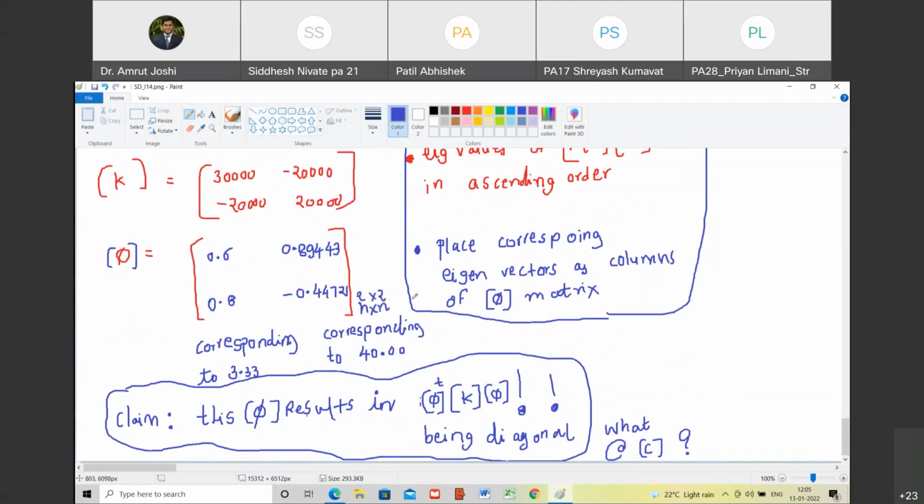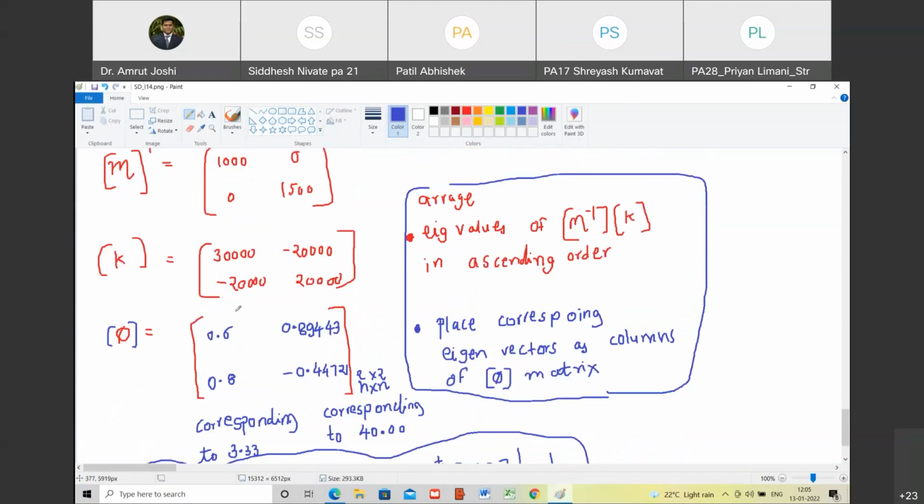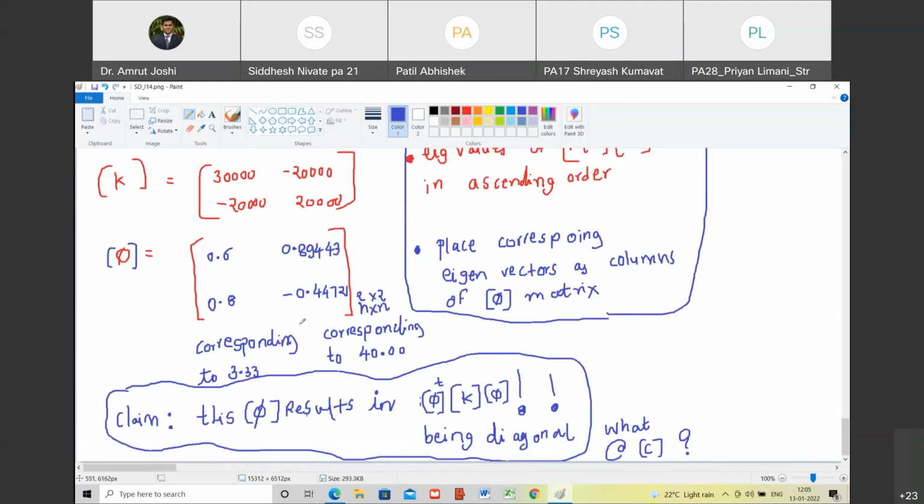Happy? Yes, sir. So if you have a 3 degree of freedom system, you are going to have 3 eigenvalues and 3 eigenvectors. Arrange the eigenvalues in ascending order. Place the corresponding eigenvectors one after the other, and the matrix you get is the phi matrix. Happy? Yes, sir. Is everyone absolutely clear about the process of getting phi matrix? I hope so. If anyone has a doubt, please ask.